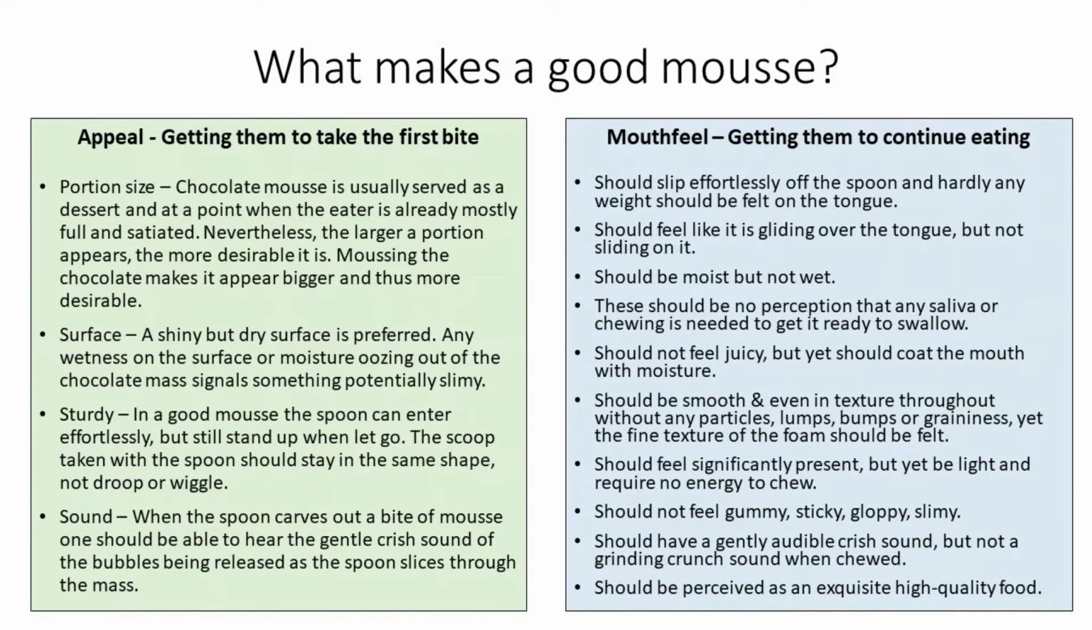If you've been successful in getting the eater to place the scoop in their mouth, you still need to ensure excellent mouthfeel to keep them eating scoop after scoop. In your mouth, a good chocolate mousse should slip effortlessly off the spoon, and you hardly feel any weight on your tongue. It feels like it is gliding over your tongue, not sliding on it.